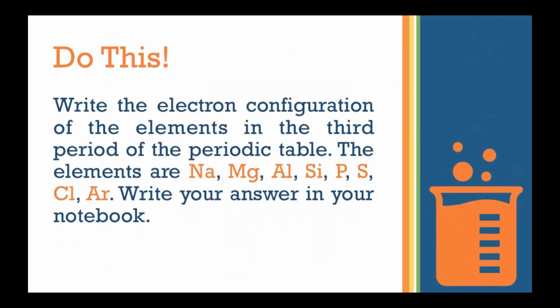Try to do the next activity. Write the electron configuration of the elements in the 3rd period of the periodic table. The elements are sodium, magnesium, aluminum, silicon, phosphorus, sulfur, chlorine, and argon. Write your answer in your notebook or in your answer sheet.